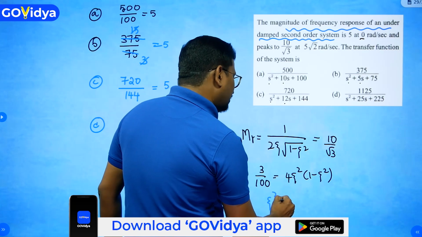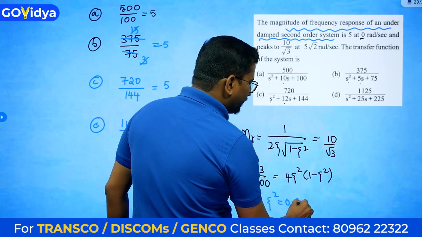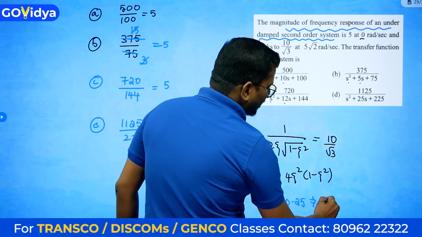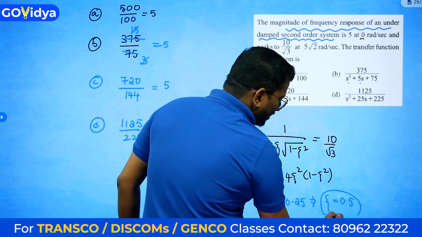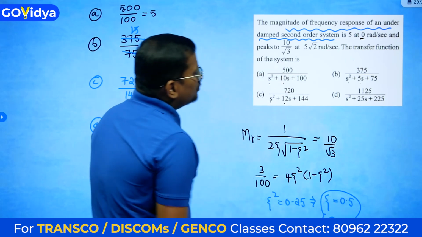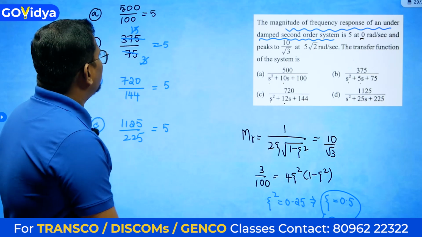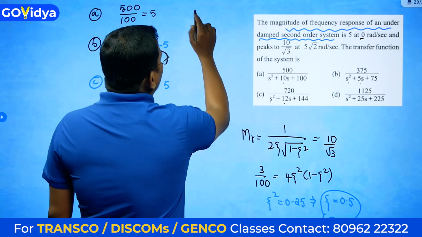Zeta square value is 0.25. From this, zeta is equal to 0.5. So which of these options will offer zeta equals to 0.5? Which of these options do you check from this?